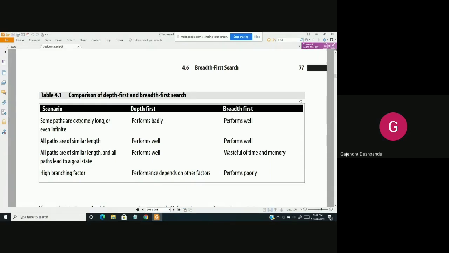In case of DFS, the performance depends on other factors, like the depth. If the depth is also more, then it will definitely perform poorly. But if the depth of the tree is less, if you have relatively shorter paths, then you will get better results using the depth first search technique.